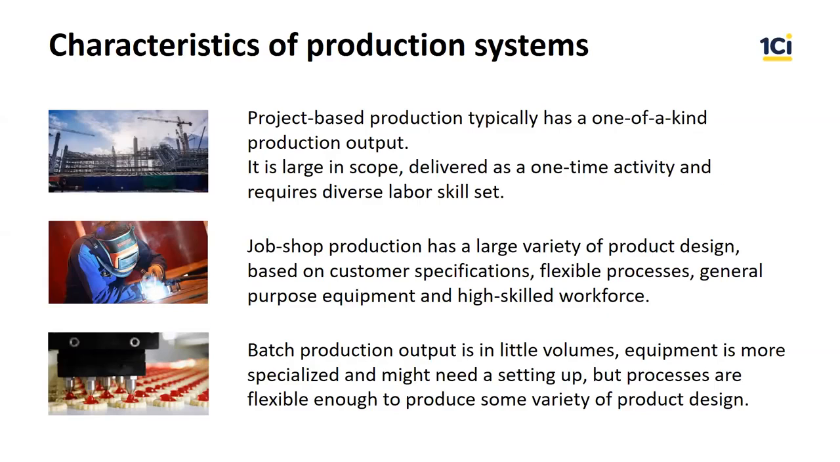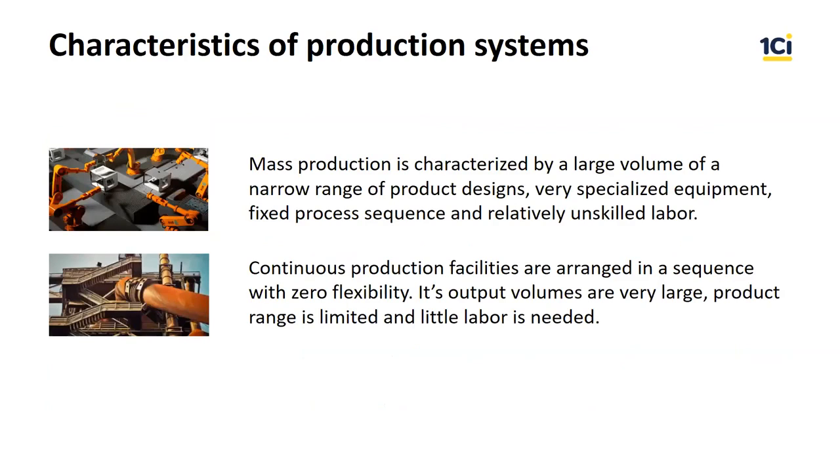In batch production, there's still a variety of products, but the volume is larger and equipment becomes more and more specialized. When we go to mass production, the volumes are very big, but the range of products is narrowing down and the labor workforce is generally not as skilled as before. And last in our list, continuous production, where there are unique plants placed in a fixed sequence. The range of output is huge, and very little labor force is needed.